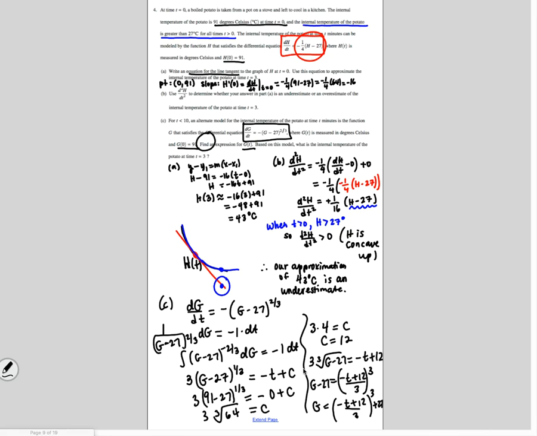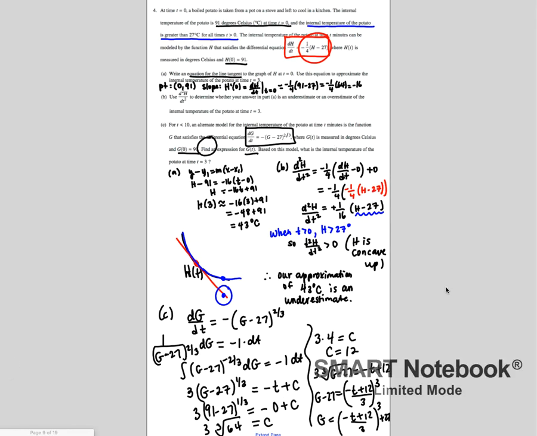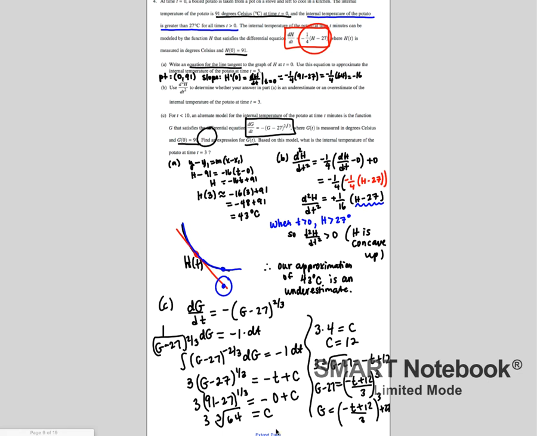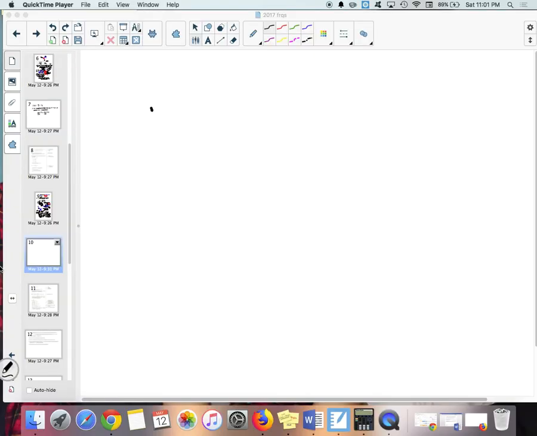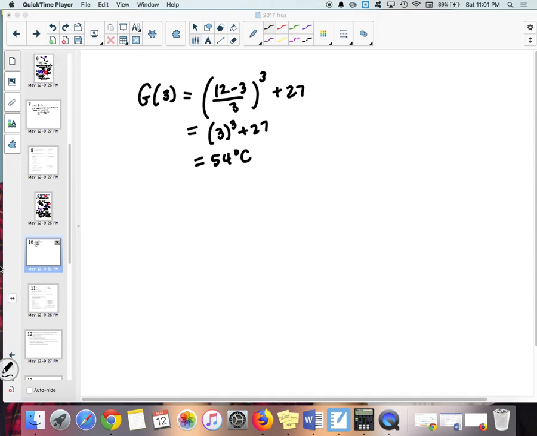All right, so it says based on this model, what is the internal temperature of the potato at time t equals 3? So let's see. Okay, so if I plug in to my g function that I just found, well, capital G, of 3, I end up getting 12 minus 3 over 3 cubed plus 27. And so I get 9 over 3, which is 3 cubed, plus 27. So I get 54 degrees Celsius.